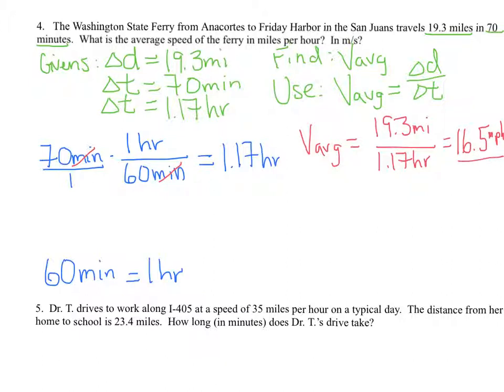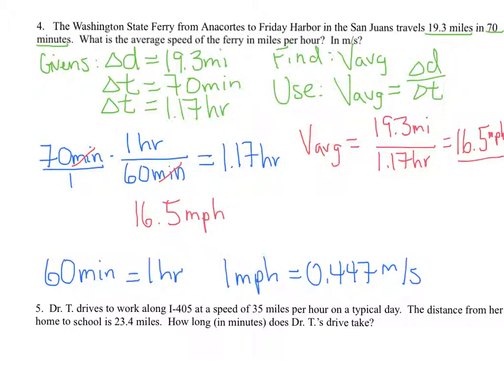Then I'm asked to figure out my answer in meters per second. Well, if I look at the bottom of the page, I see that 1 mile per hour equals 0.447 meters per second. So I'll take this answer, 16.5 miles per hour, and I'm going to multiply by a conversion factor. I want to end up with meters per second, so those are my new units, so that should go on the numerator. So 0.447 meters per second divided by 1 mile per hour.